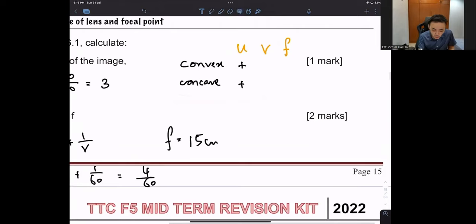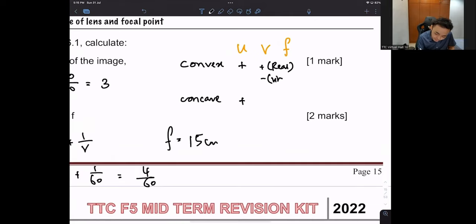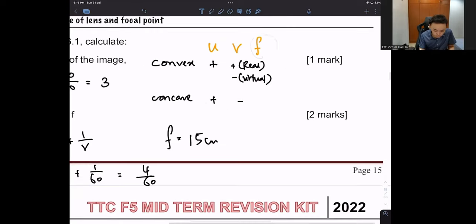Now, image is rather different. Why? Because for convex lens, you put positive if the image is real, you put negative if the image is virtual. Whereas for concave lens, you simply put negative, straightforward. Now, what about F, focal length? Also same thing. Convex lens, you put positive. Concave lens, you put negative.